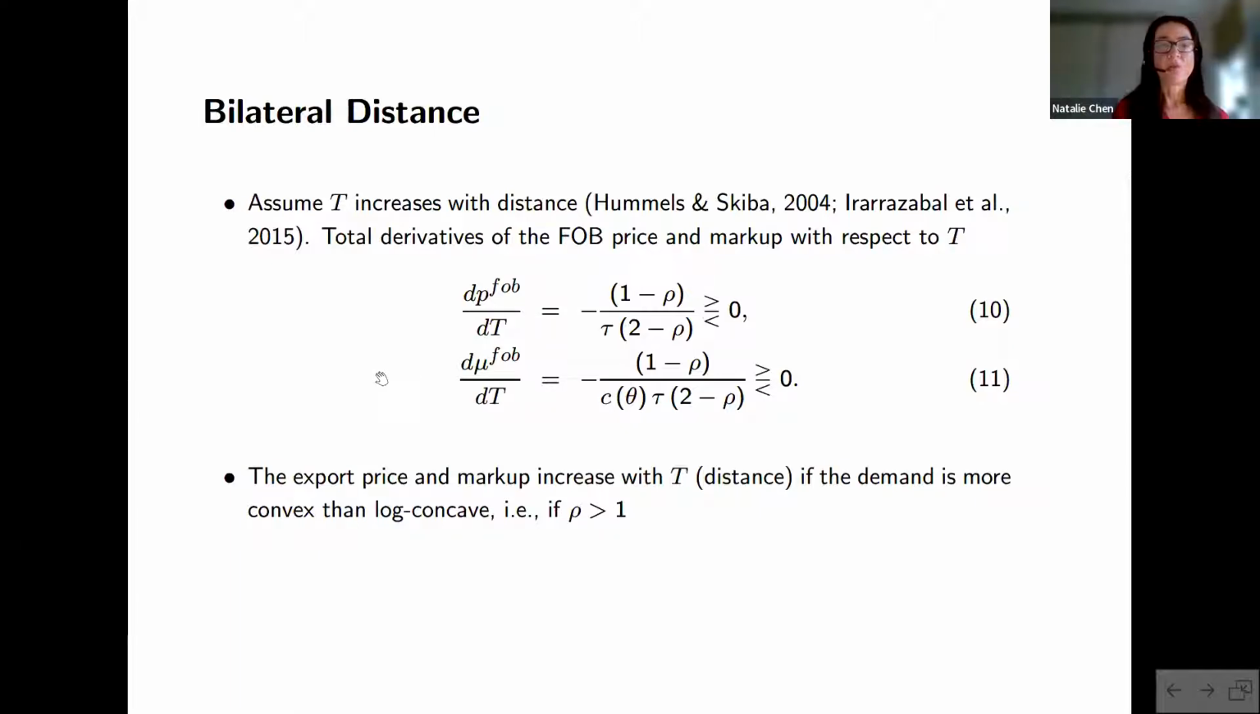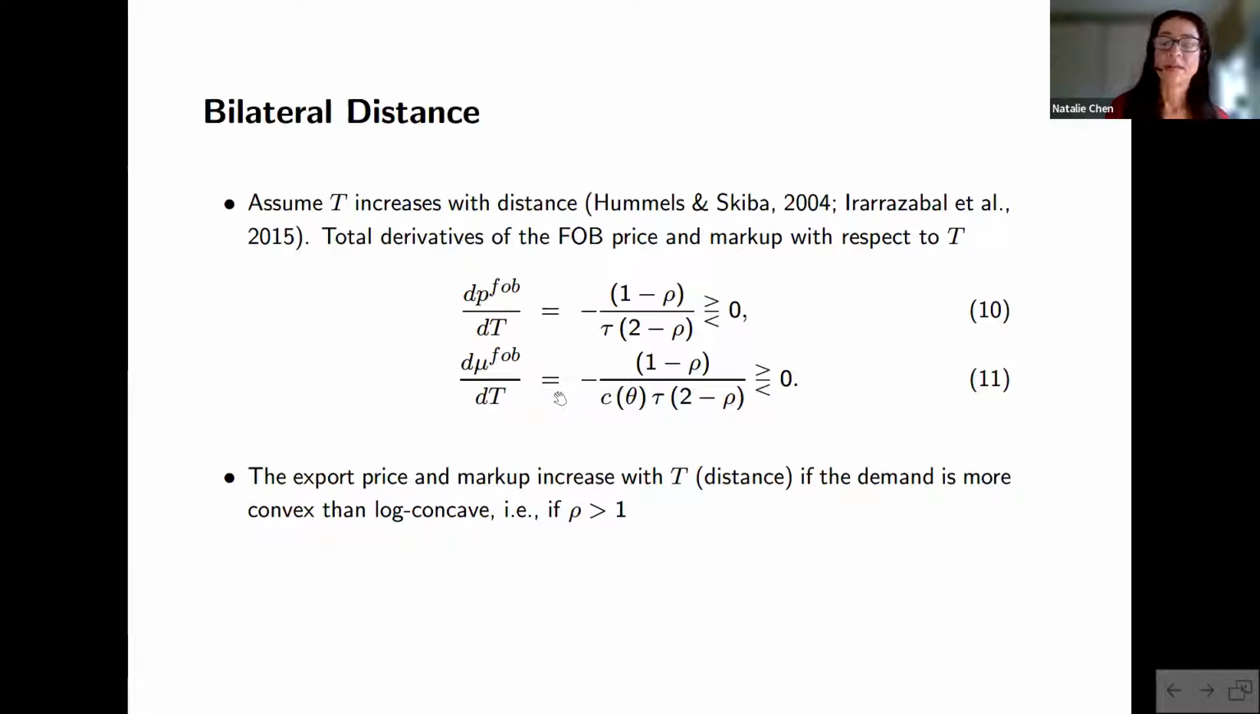Okay, so now what we want to do is to try to see how markups vary with distance and tariffs. So for bilateral distance, first we're going to assume that the per unit cost, T, increases with bilateral distance. So we can calculate the total derivatives of the export price and markup with respect to the per unit cost. And this can be interpreted as the total derivatives of the export price and markup with respect to bilateral distance. So we get those two expressions here, first for the price and then for the markup, where those expressions can be either positive or negative or equal to 0.